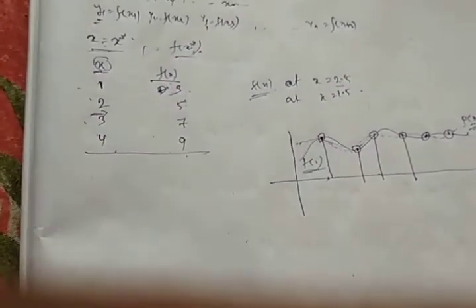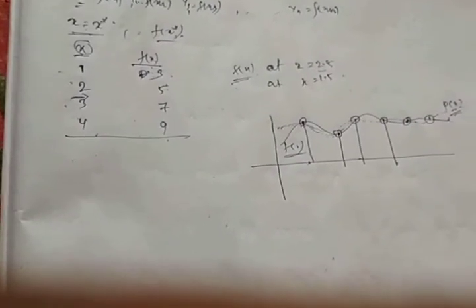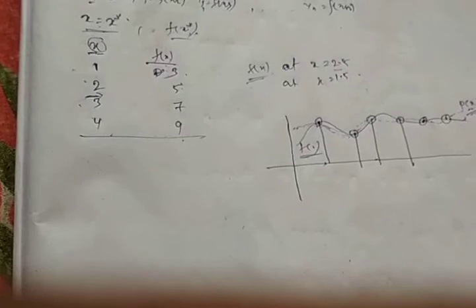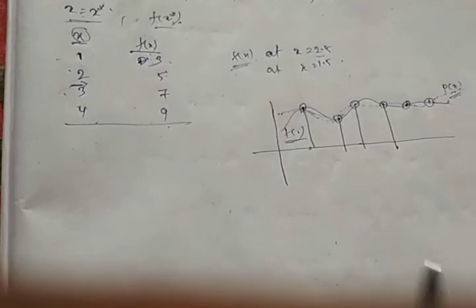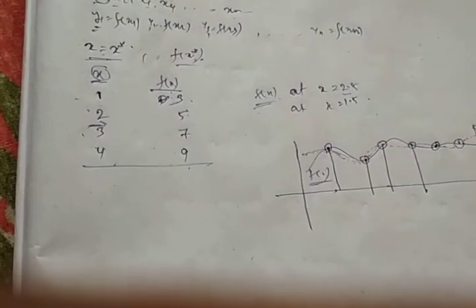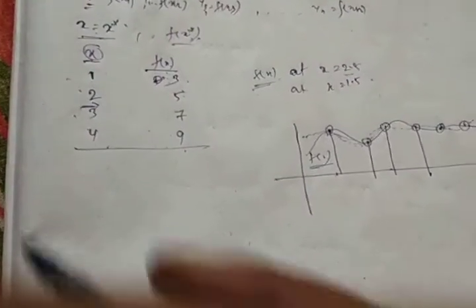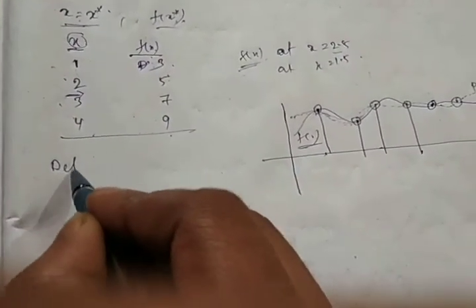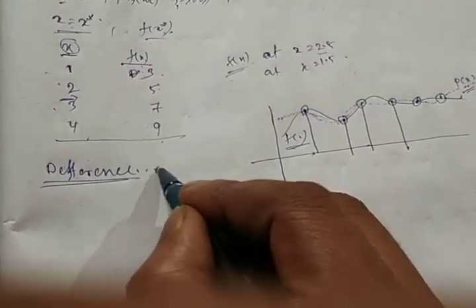Now, to find the polynomial approximated corresponding to a given function which is known for some given points, there are many methods. First, to find the polynomial, we have to learn two concepts. One is the finite difference method.